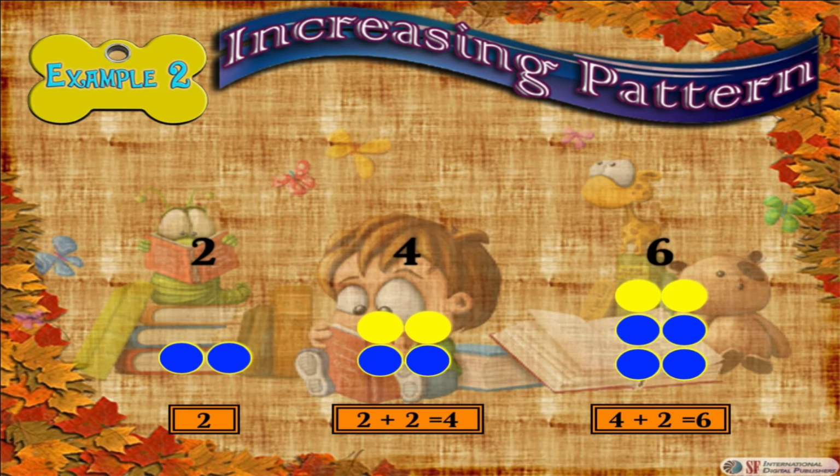So, it can clearly be seen that every next group has 2 more balls added to the total number of balls in the previous group. Hence, the sequence is increasing by 2 balls in every upcoming group.